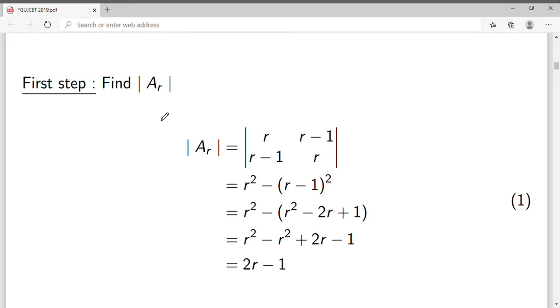First step, find the determinant of A_r. So what is the determinant of A_r? Here, do the multiplication: r squared minus (r minus 1) whole squared. After simplification, we get r squared minus r squared minus 2r plus 1. Now change the sign, so r squared minus r squared cancels out, and we get 2r minus 1. So this is the value of the determinant of A_r. The determinant of A_r is nothing but 2r minus 1.